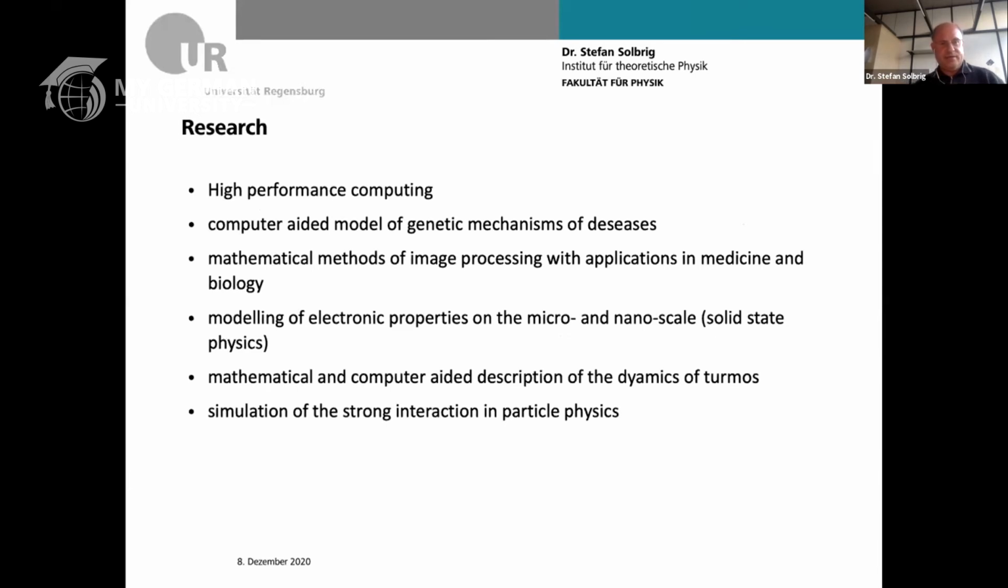What do we do for research in this area? Of course, high-performance computing as such, computer-aided models of genetic mechanisms, mathematical models of image processing. On the physics side, there is also modeling of electronic properties. On the micro and nano scale, there's a very large solid-state group at the university here. And from the genomic side, there's also computer-aided description of the dynamics of tumors, cancer. And myself, I'm from the particle physics group at the University of Regensburg, and we do the simulation of strong interaction in physics.